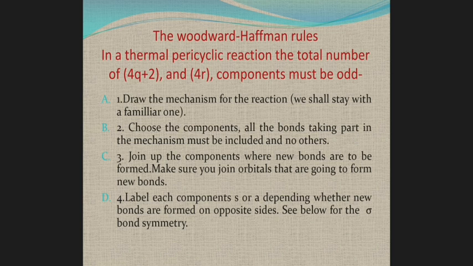Number 3. Join up the components where new bonds are to be formed. Make sure you join orbitals that are going to form new bonds. Number 4. Label the components suprafacial or antarafacial depending on whether new bonds are formed on the same or opposite sides. See below for the sigma bond symmetry.